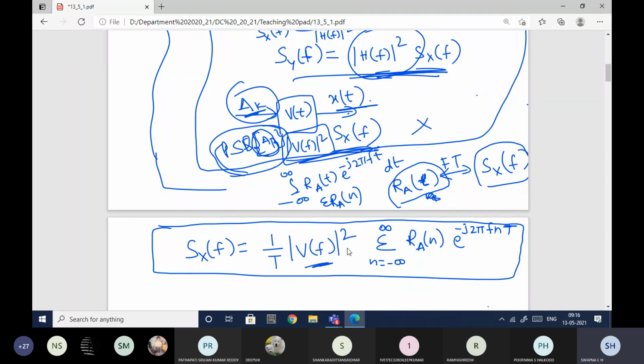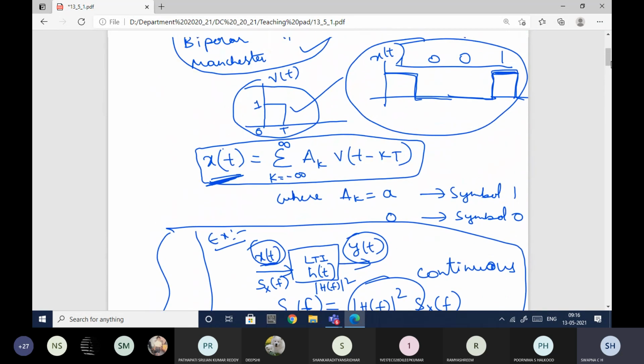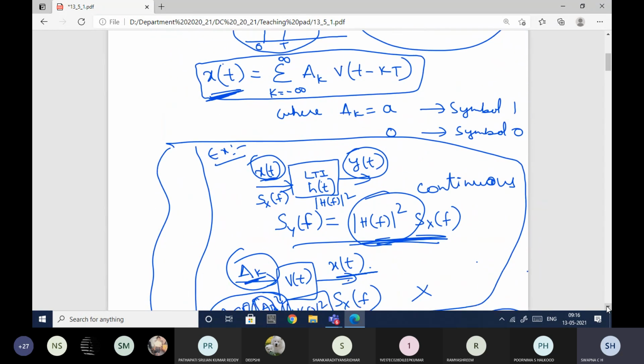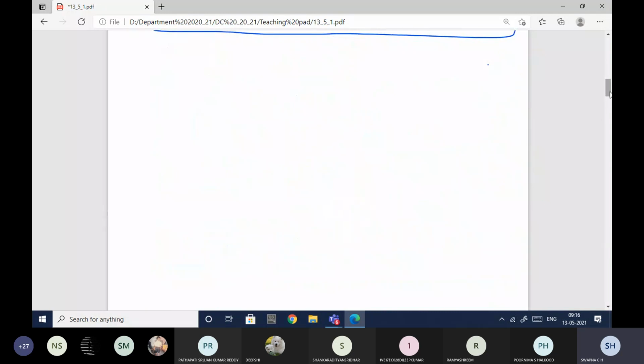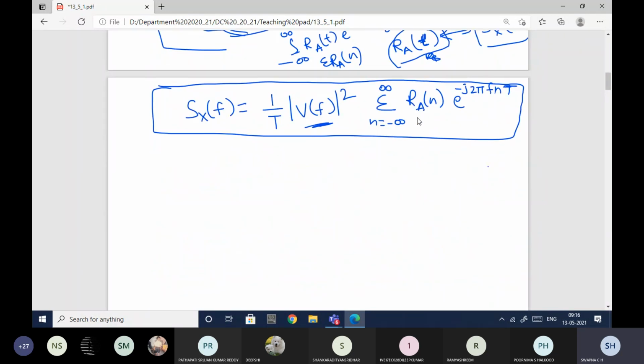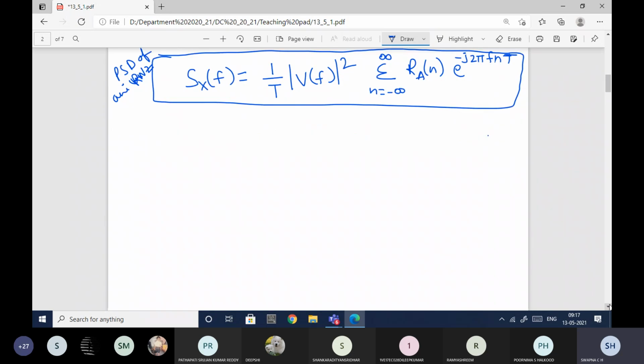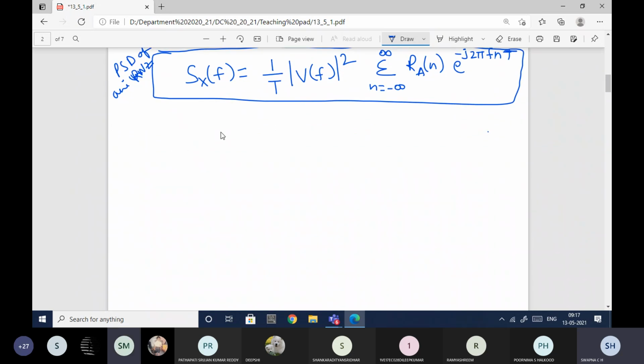What is this V of f? V of f is nothing but the Fourier transform of this V of t. So let us find V of f also. I will show you how to calculate Ra of n and what V of f is. Otherwise, this is the formula to calculate the power spectral density of any unipolar or RZ format. Now you need to know what V of f is. V of f is this signal.